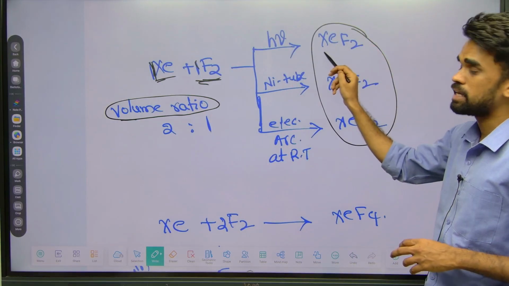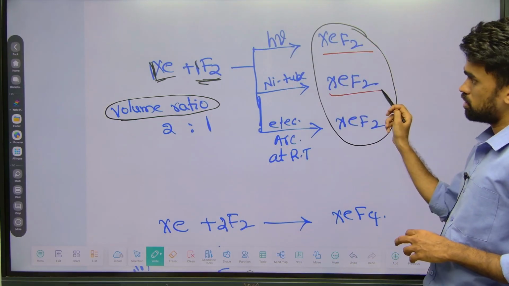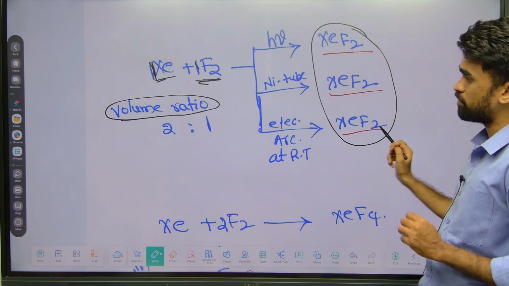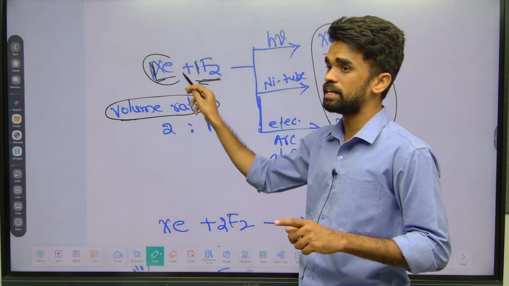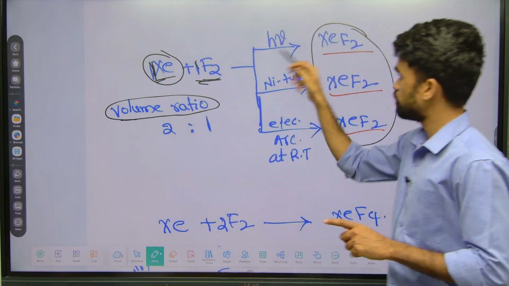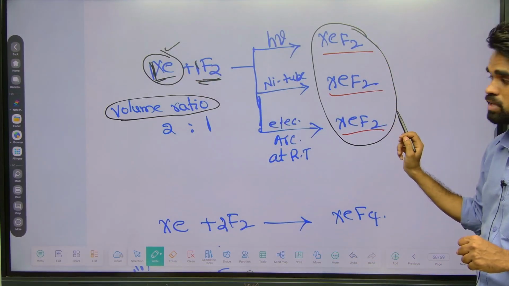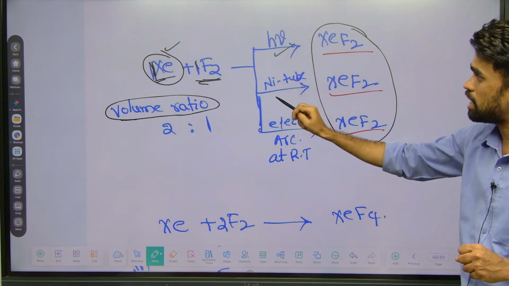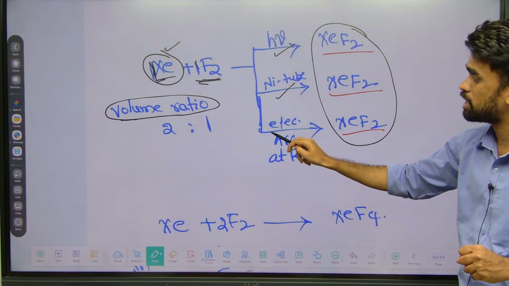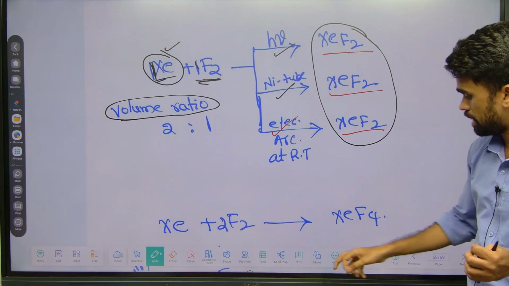What are the products? XeF2. So what are you taking as the extra quantity here? Xenon. If you take xenon as the extra quantity, the products will be XeF2 type. It can be in sunlight, or in a nickel tube, or with an electric arc at room temperature.